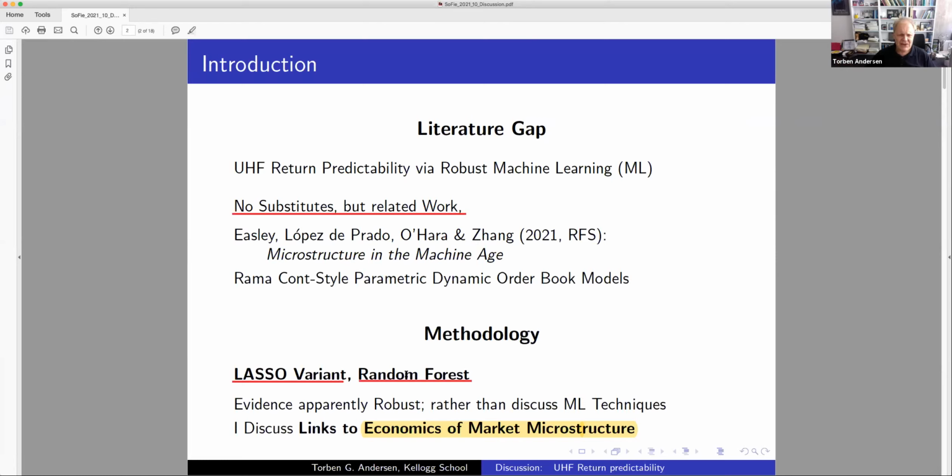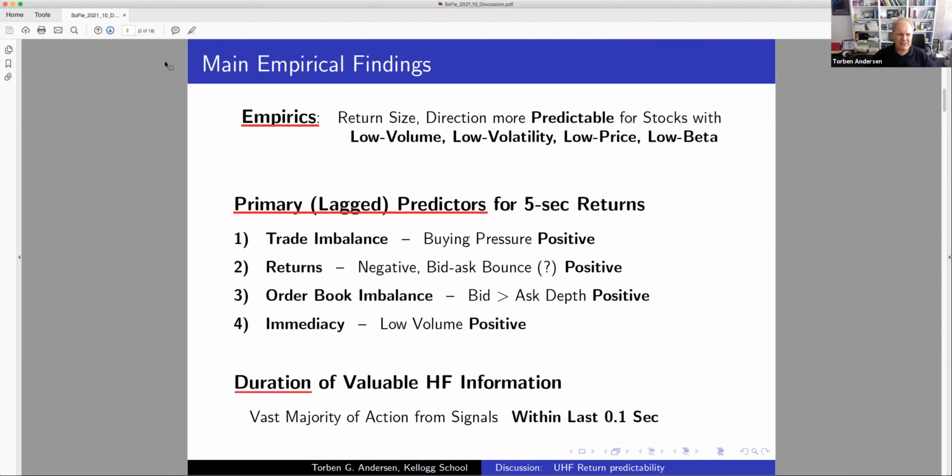They use lasso variants or random forest. Random forest is the one that performs the best, especially over the shorter horizons. So most of my comments will really go on that. I am not an expert in machine learning per se. I'm not going to critique the particular approach they took in the paper. I will leave that for other people in the audience who are more attuned to the recent machine learning literature. What I will more reflect on is the links to the economics of market microstructure and what to make of their results, and how important it is from an academic perspective, perhaps.